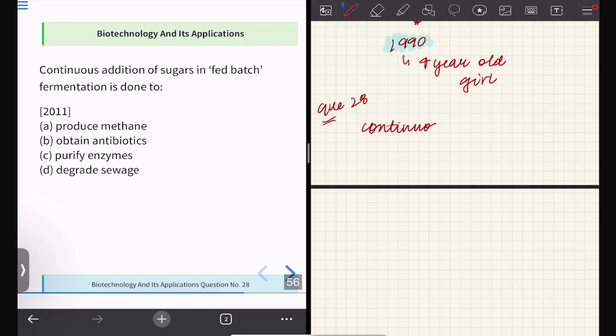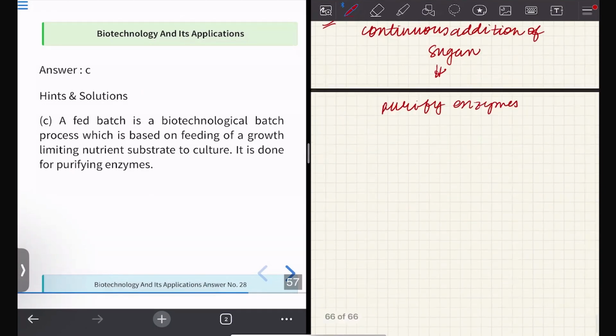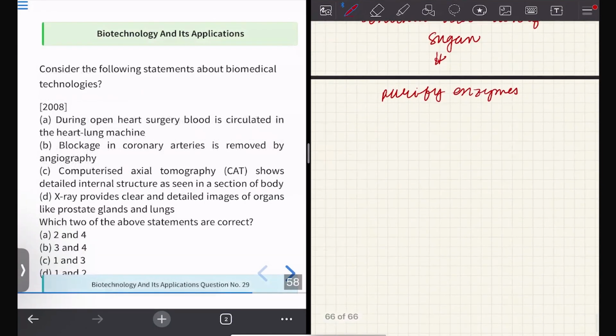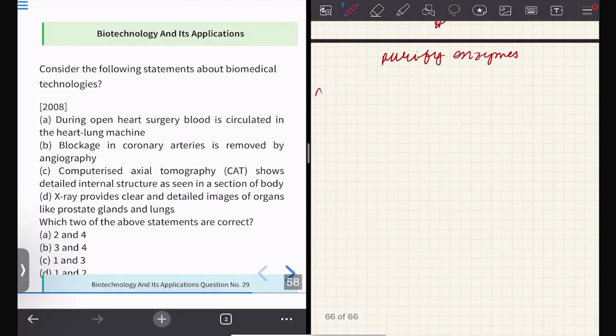We have continuous addition of sugar is done to purify enzymes. Okay. Next, we have: consider the following statements about biomedical technologies. Question number 29. We have A, B, C, and D. So, A is during open heart surgery, blood is being circulated in a heart lung machine, which is correct.